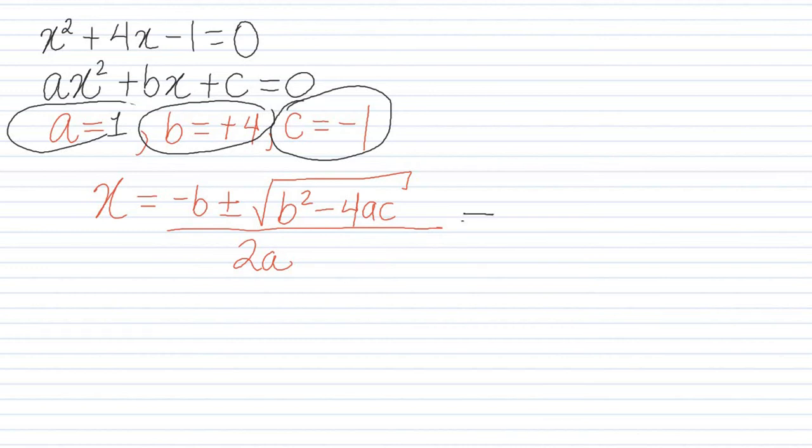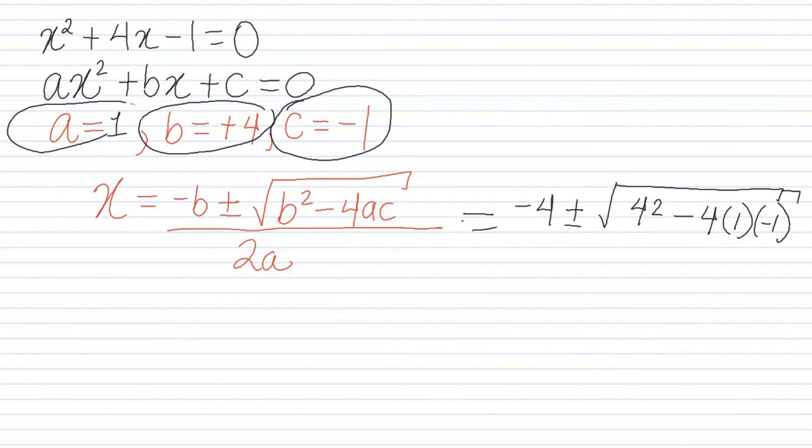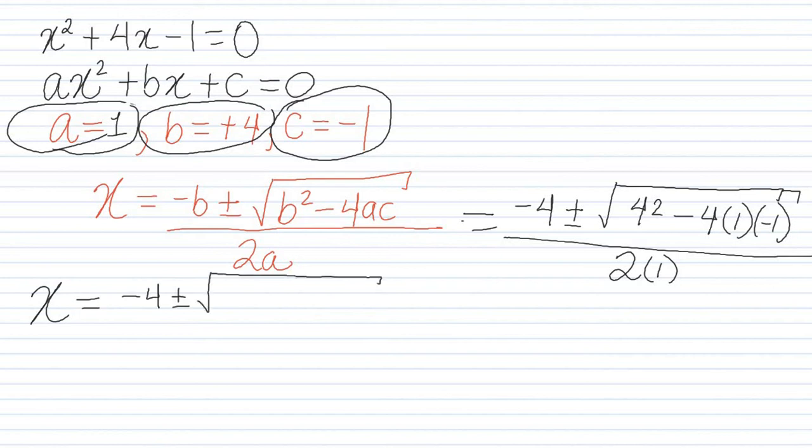So when you go on to do that, you're going to have -4 plus or minus the square root of b squared, which here is just 4 squared, minus 4 times 1 times -1. That information is divided by 2a, and we know that's 2 times 1 because a equals 1, as we've seen here. So the next thing you do would be x equals -4 plus or minus the square root of 4 squared, which we know to be 16, minus.